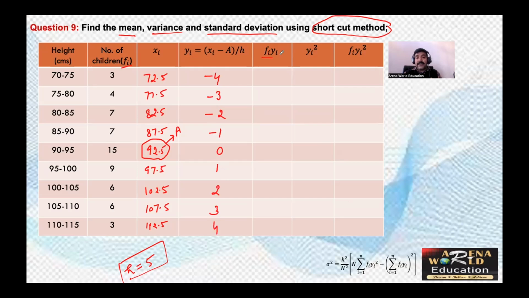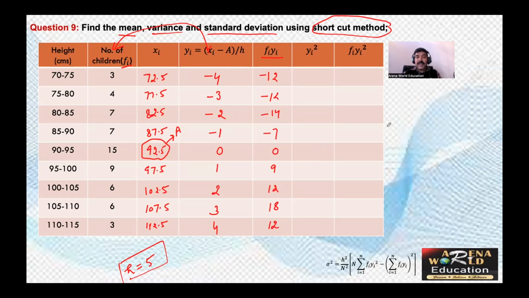Now in the next step, we need fi into yi. So these are the fi and we will multiply this with each yi. So 3 into minus 4, this will be minus 12. 4 into minus 3, it is again minus 12. 7 into minus 2, it is minus 14. 7 into minus 1, it is minus 7. 15 into 0, it is 0. And 9 into 1, it is 9. 6 into 2, it is 12. And 6 into 3, it is 18. 3 into 4, this will be 12.